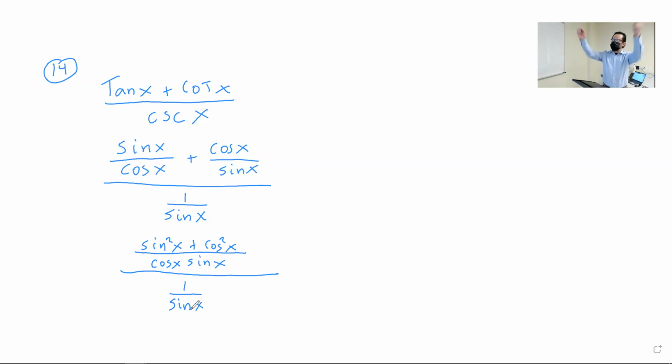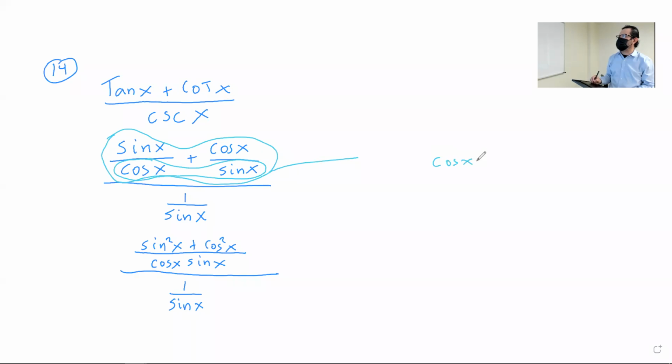Okay, so what we're doing is joining these two. When we have a fraction, we grab the common denominator, and the common denominator is going to be the product of the denominators. So the common denominator is cosine of x multiplied by sine of x, right? And so then we go with the first one.